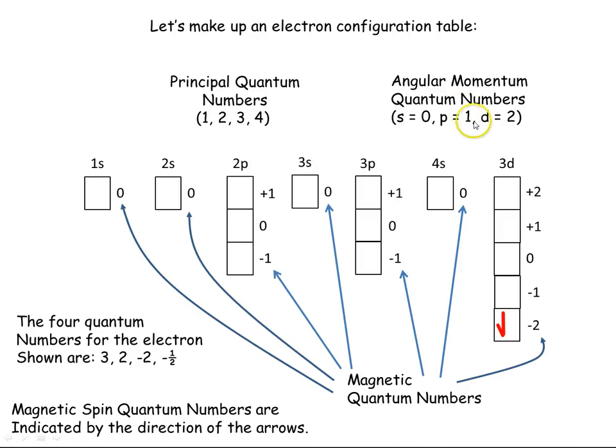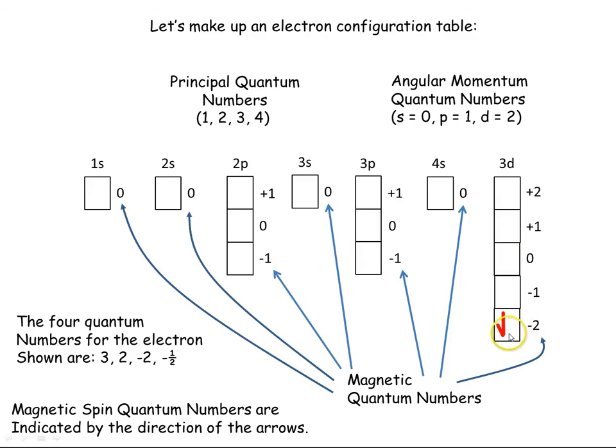Let's look at D. Angular momentum quantum number 2, or D. We have one here in the example. D always has 5 orbitals. 1, 2, 3, 4, 5 orbitals. Now, these numbers to the right here, plus 2, plus 1, 0, negative 1, negative 2. These are your magnetic quantum numbers. Okay?